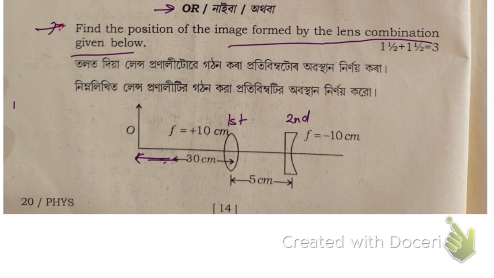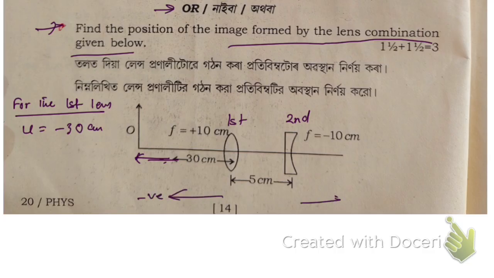For the first lens, the object distance is going to be minus 30 centimeter, because this side is negative and that side is positive, right? Now here you see the focal length for the convex lens is positive 10 centimeter. So let me find the image distance for this first lens.